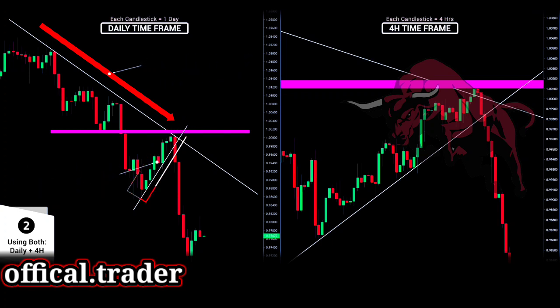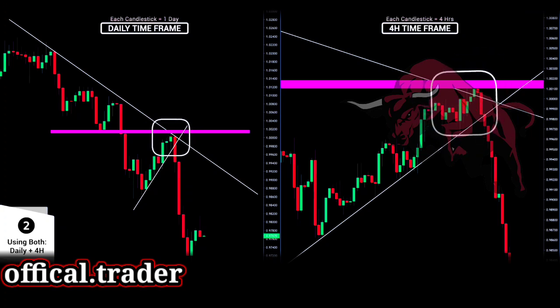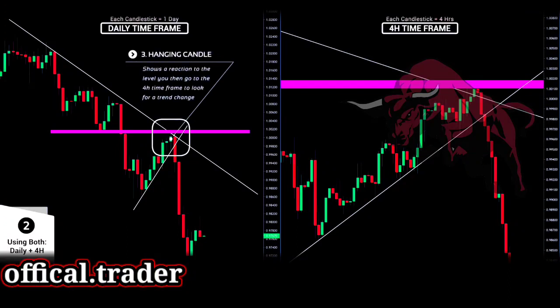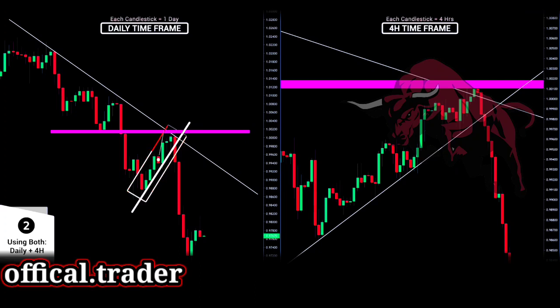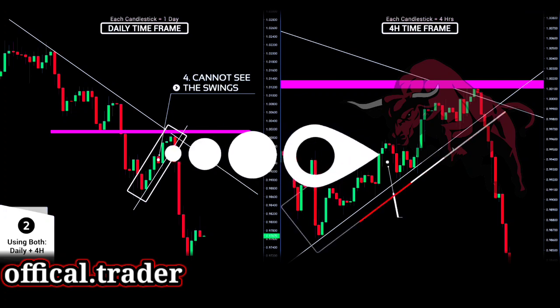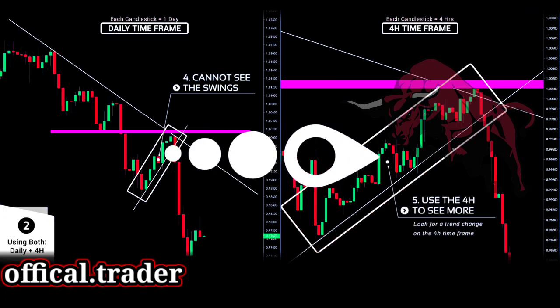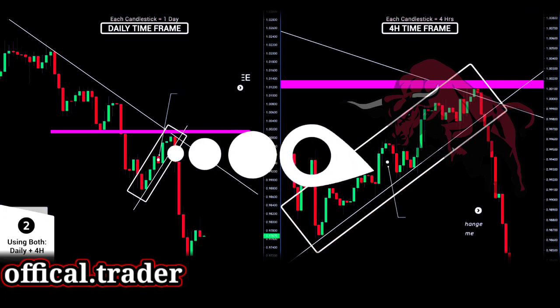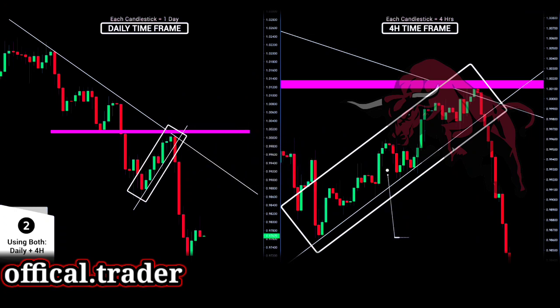Once price gets to your access point, an area of high confluence, you need price action for a trade short. Since you had a reaction to the access point through the hanging candle, you put a tight trend line in. But because on the daily time frame, you cannot see deeper into the short-term uptrend, you needed to use the 4-hour time frame to look deeper into the short-term uptrend. Here in the 4-hour time frame, we were then looking for a trend change on this moving uptrend so that the short-term uptrend could turn bearish to match the long-term bearish downtrend.